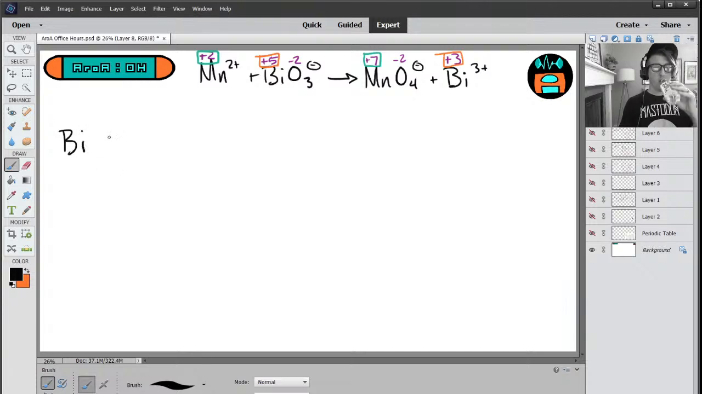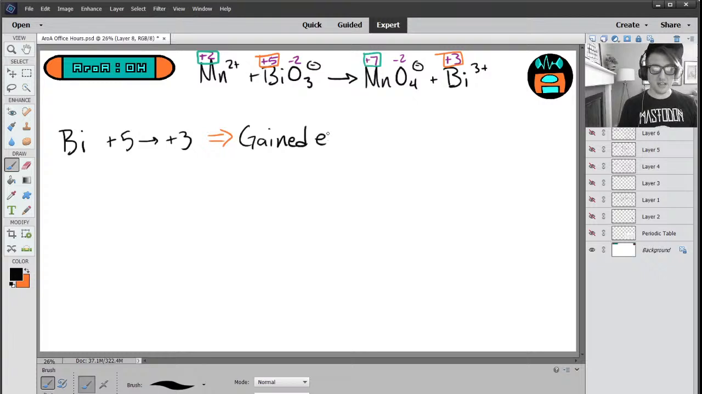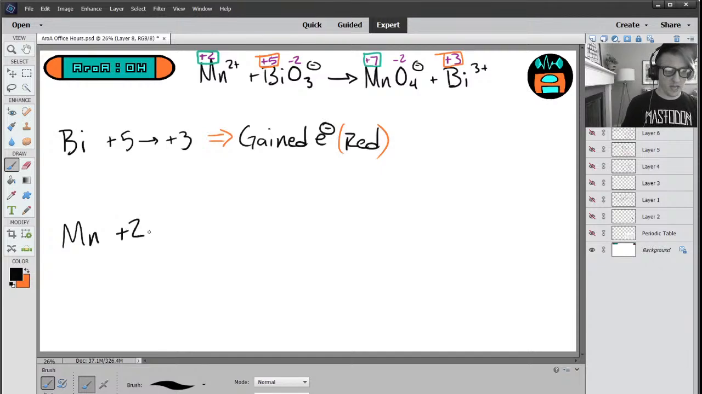So bismuth goes from +5 to +3. That number has gotten smaller, which means bismuth has gained electrons, which means that bismuth has been reduced. Reduction has happened to bismuth. Let's look at manganese. Manganese goes from a +2 to a +7. It has lost electrons. Manganese has lost a serious amount of electrons.